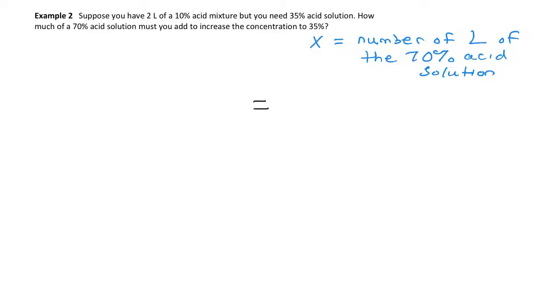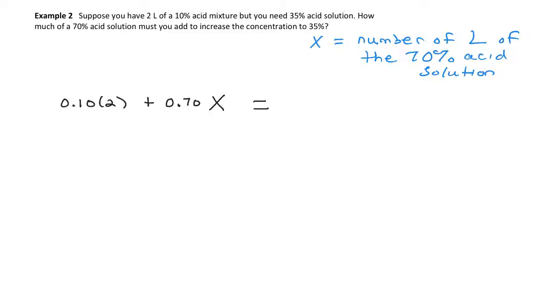So to start this one out, I'm still going to do 0.1 times 2. That's the amount of acid that's in the first mixture. And I'm going to add to that. Now I'm pouring in something that is 70% acid, so I know it's going to be 0.70. But now I don't know how much I'm pouring in because I'm calling that X. So in your equation, you can just place X. So this is the difference. The X is now on the left side of the equation, where it was not in the previous example.